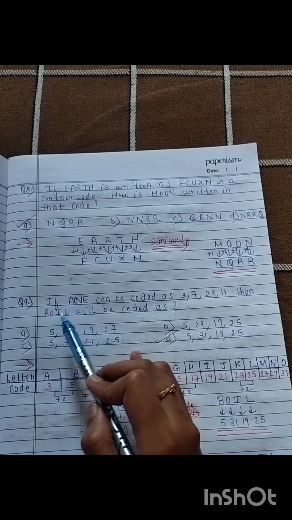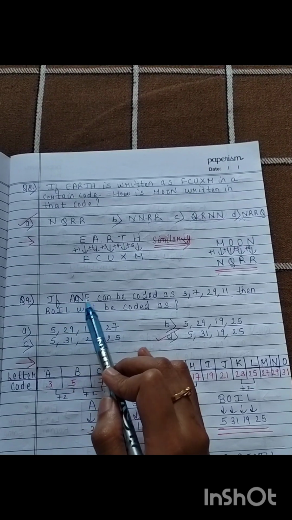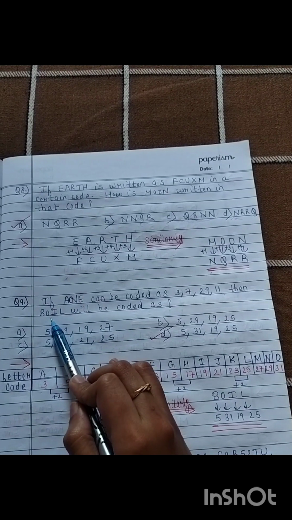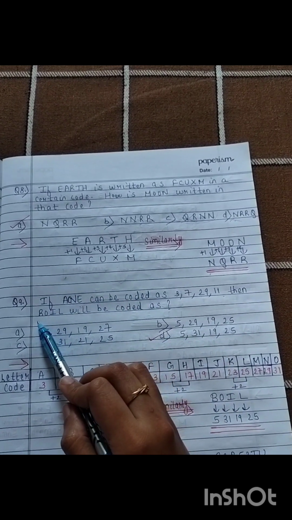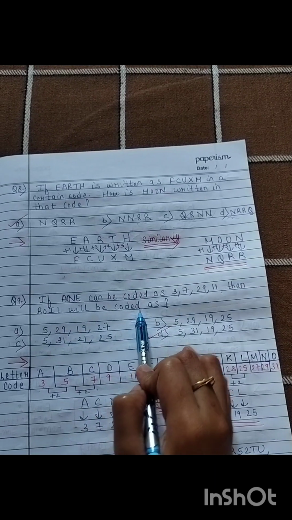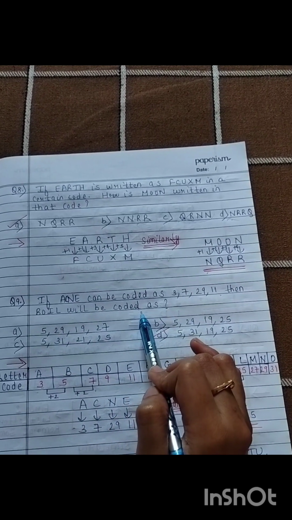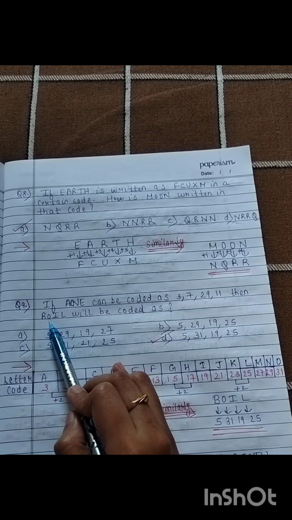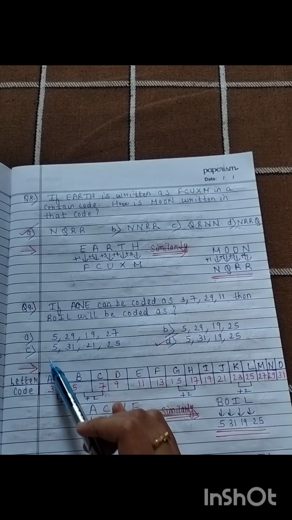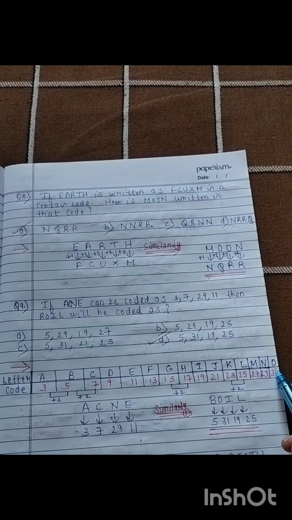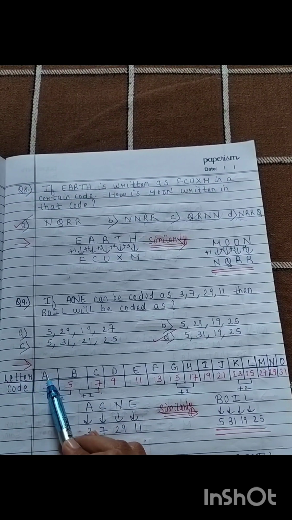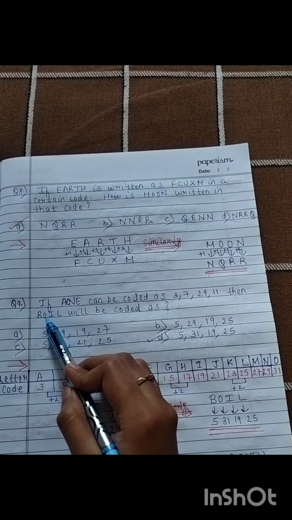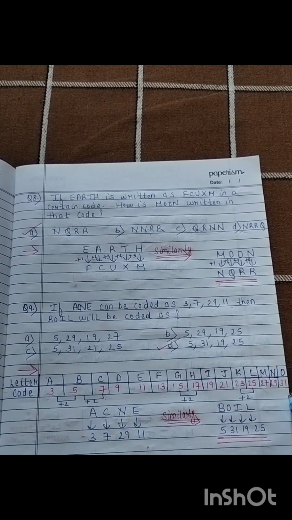The last letter in this will not be Z, but we want only till O. After O, nothing is there, because for BOIL we need to decode it, correct? So the last highest letter will be O in this case. So A till O you need to write. So A is starting from 3 now, and O you need to find out, correct?